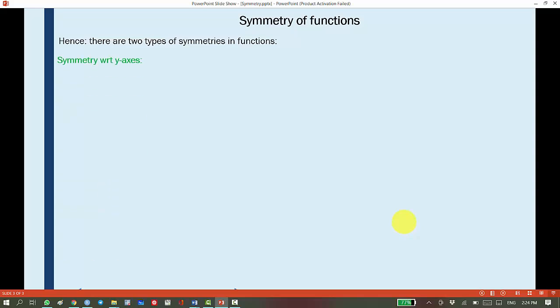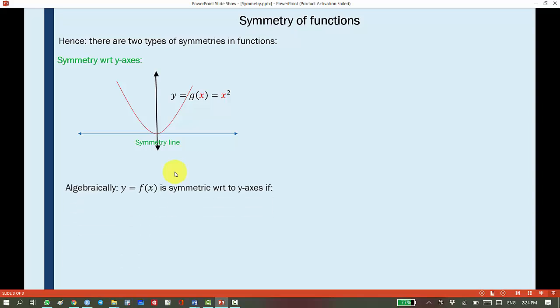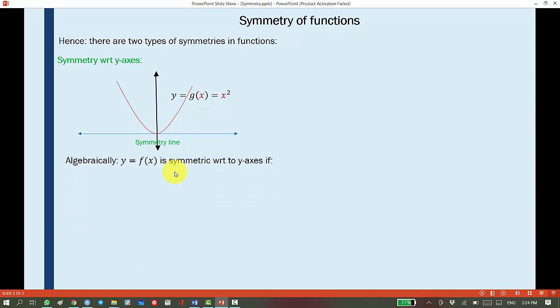First, symmetry with respect to the y-axis, such as the symmetry of the function y equals x squared, where the symmetry line is the y-axis. The y symmetry of a function can also be checked algebraically. In other words, the function y equals f of x is symmetric with respect to the y-axis if f of minus x is the same as f of x.